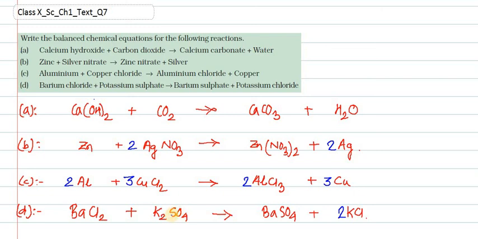Now sulfur, on the left hand side we have 1 sulfur and on the right we have 1 sulfur. Similarly oxygen, on the left hand side we have 4 oxygen atoms, whereas on the right hand side we have also 4 oxygen atoms. That means this equation also got balanced.